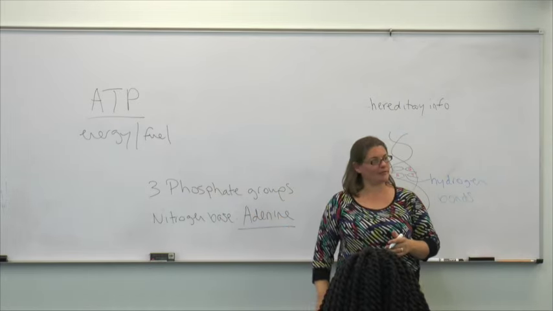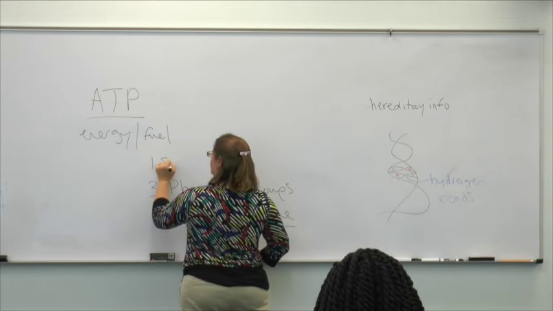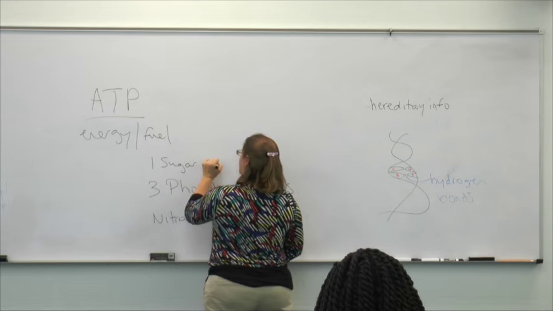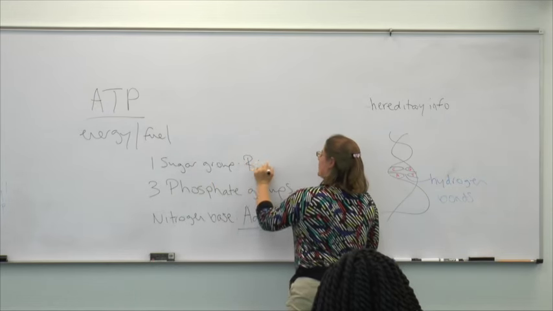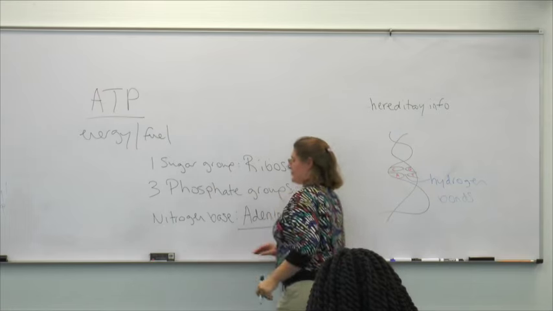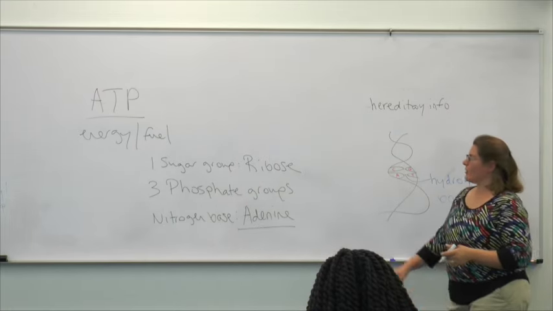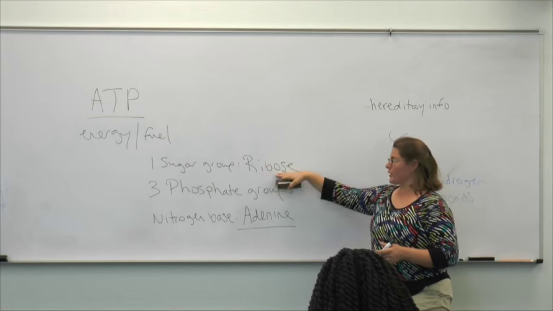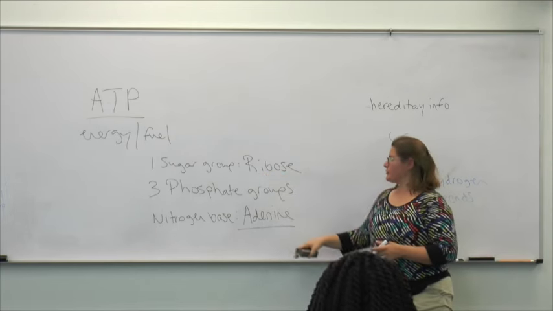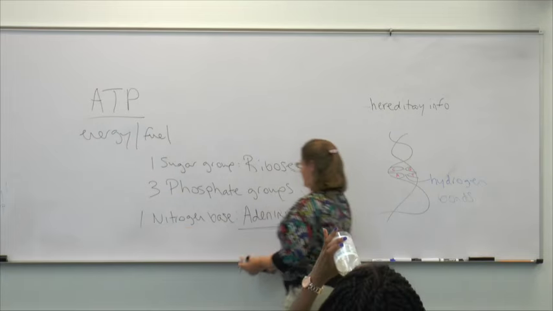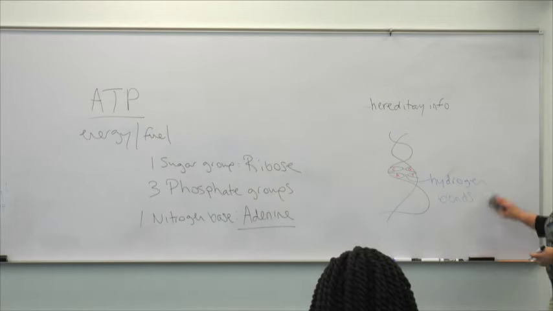Okay, what else does it have? One sugar group. And what is the sugar group? What is it? I heard it, Dory. Ribose. Ribose sugar. Okay. So ATP only has one sugar group, and it's ribose. It has 3 exact phosphate groups, and it has 1 nitrogen base, adenine. Okay? Now what about DNA, though?